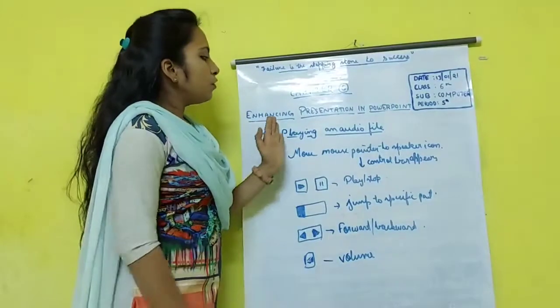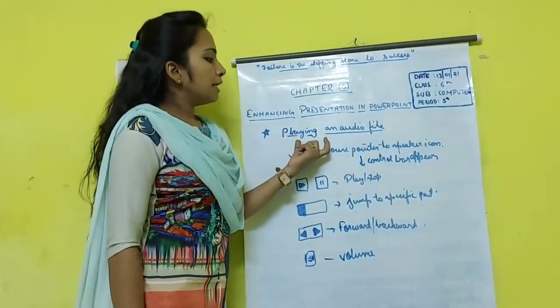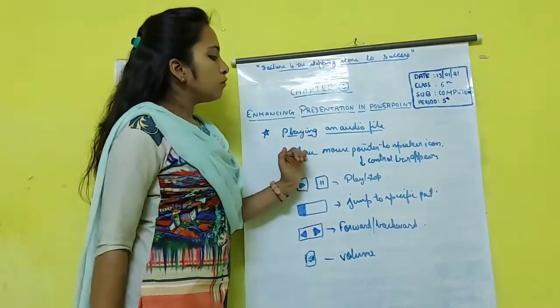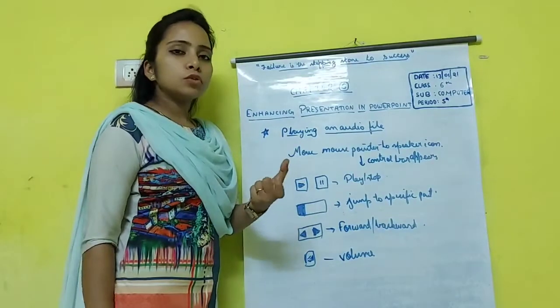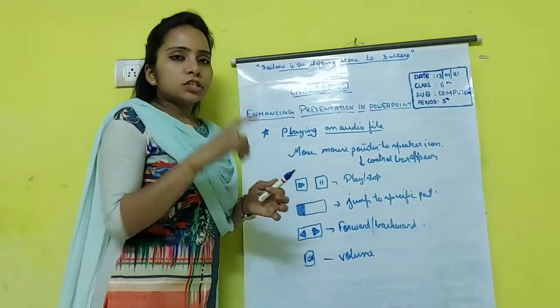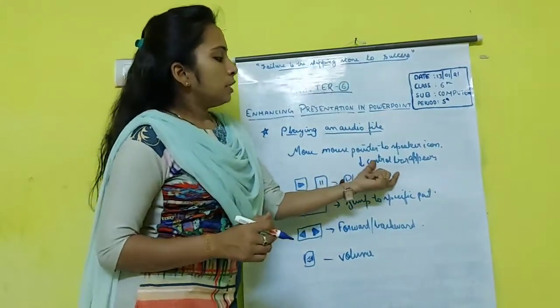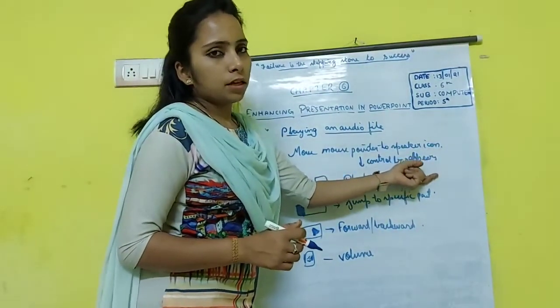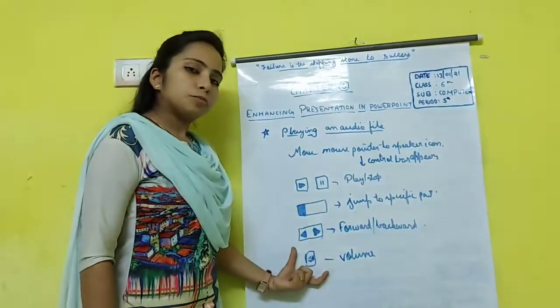Then, if you want to play an audio file, you will move the mouse pointer to the speaker icon. In the picture I have shown you now, a picture icon will appear, and in that picture icon a control bar appears, and there you are getting these many options.